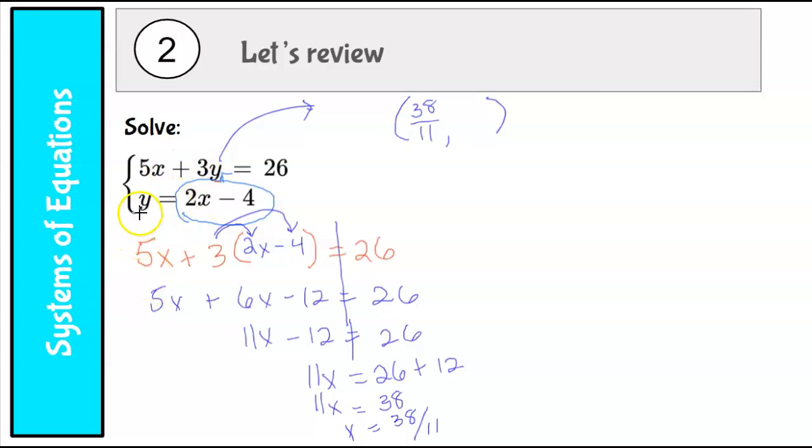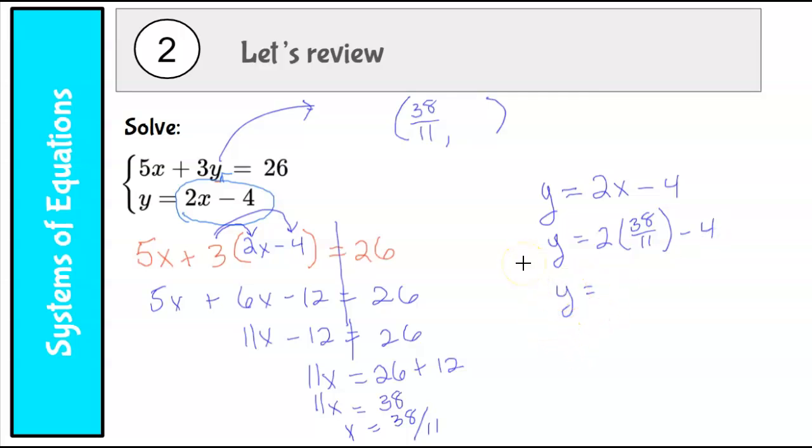Now, I'm solving for y. I'm trying to figure out what y is, and that equation is already solved for y. So let's use that one. You could use the top one and you'll get exactly the same answer. If you don't get the same answer, then your 38 over 11 isn't the right answer, or you did something wrong in your solving.